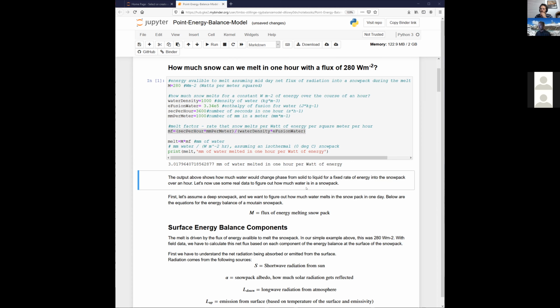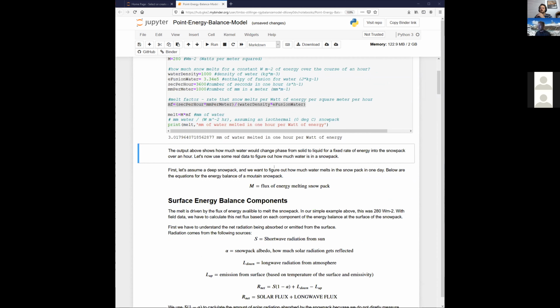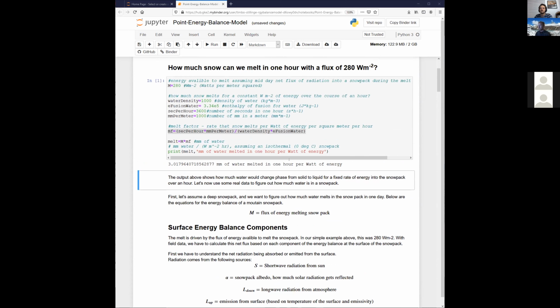So that's a good gut check if you're thinking about this. If you had a sunny day at noon, later in the season, you can expect about 3 millimeters of water to melt out of the snowpack. That just shows you how much energy it takes to convert that ice into water. Does anybody have any questions at this point about this equation before we move into doing the equations for a snowpack?